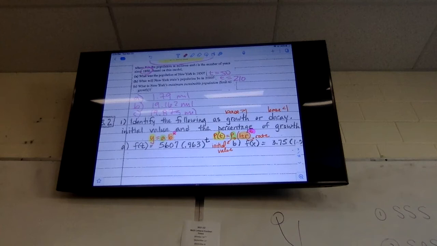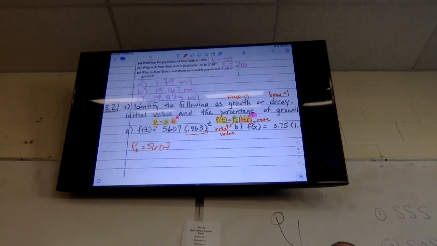So let's look at letter A. What's your initial value there? 5,607 is your P sub 0. That's your initial value. And the base is what's in parentheses. Is that going to be growth or decay? Is it bigger than 1 or smaller than 1? It's smaller than 1. 0.963 is smaller than 1. So that's going to be decay.